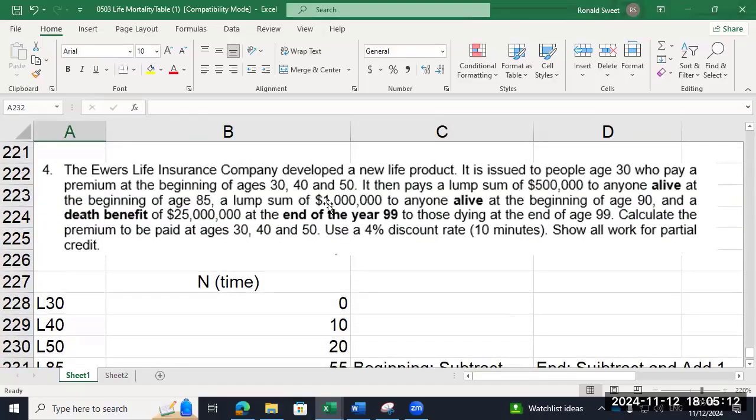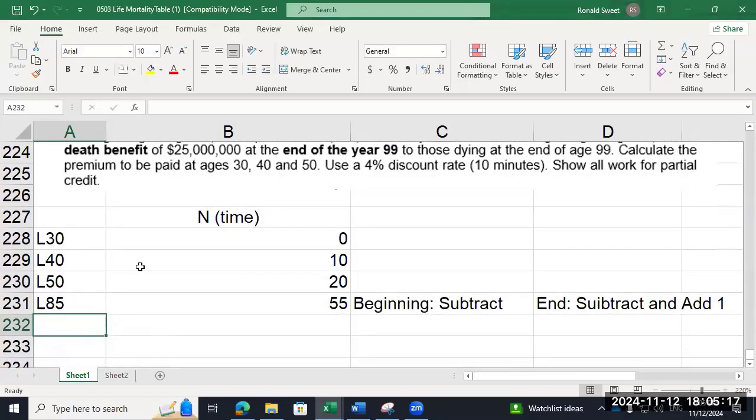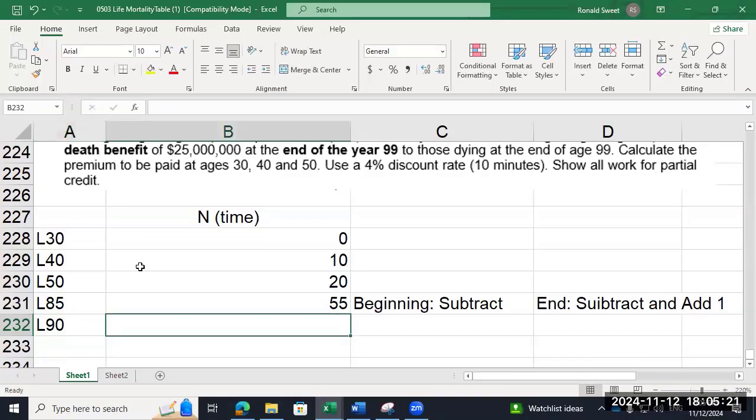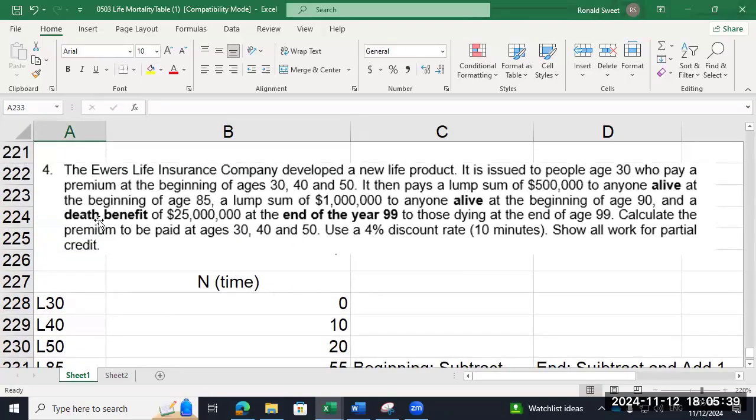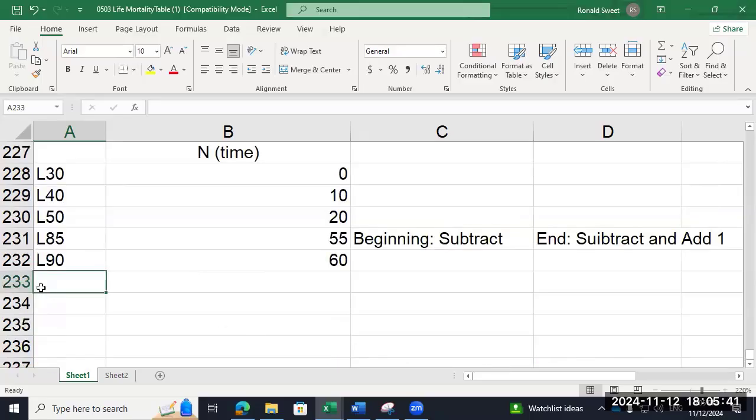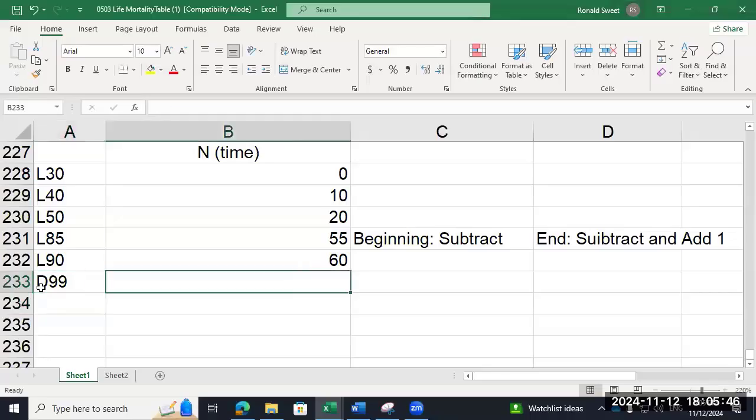All right, so those at 85 are going to get $1 million at the beginning of age 90. Those alive, what's that N going to be? Someone just yell it out. 60, right? 90 minus 30, it's at the beginning of the year. And a death benefit at the end of year 99. D99, what's my N going to be there?